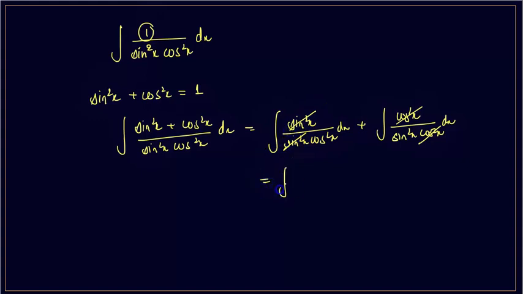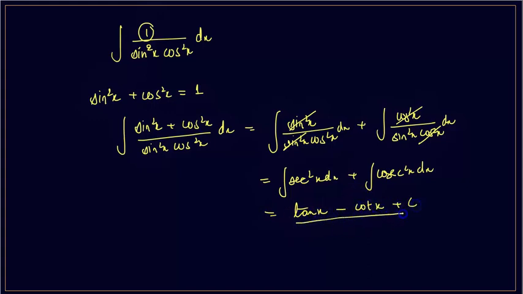You will get here sec²x dx, plus here you will write cosec²x dx. The integral of sec²x is tan x, and the integral of cosec²x is minus cot x, plus c. So this is the answer that you will get.